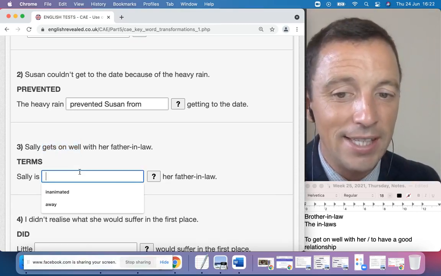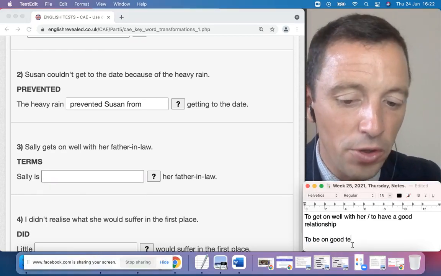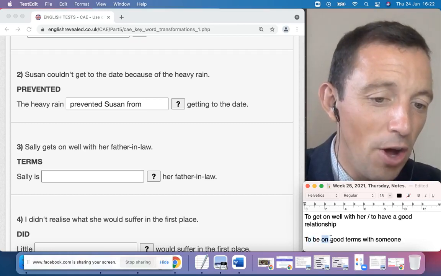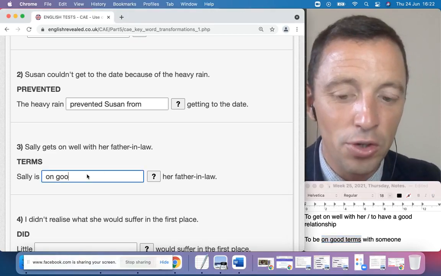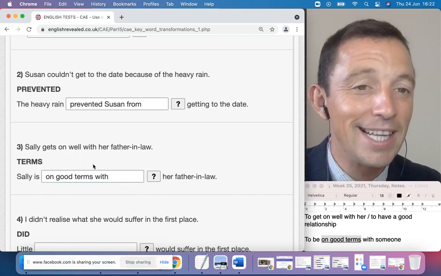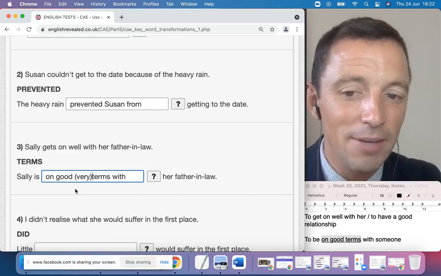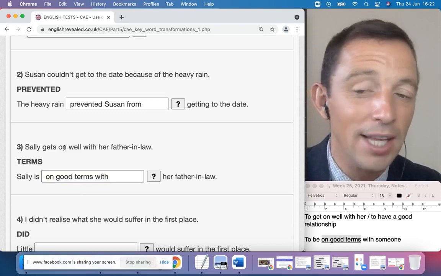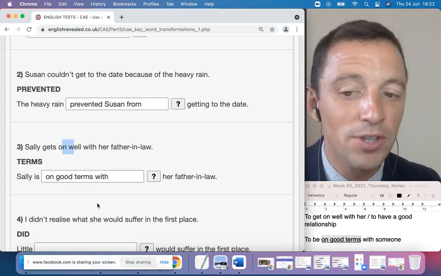And the best answer is, well, the structure is to be on good terms with someone. That's the typical structure. So you are on good terms with someone. So Sally is on good terms with her father-in-law. Okay, and I think that's the best option. Maybe very, but I don't think it's necessary because it's not appropriate. Because the first sentence just says well. In another situation, if you say very well, you would probably need to say very good terms.